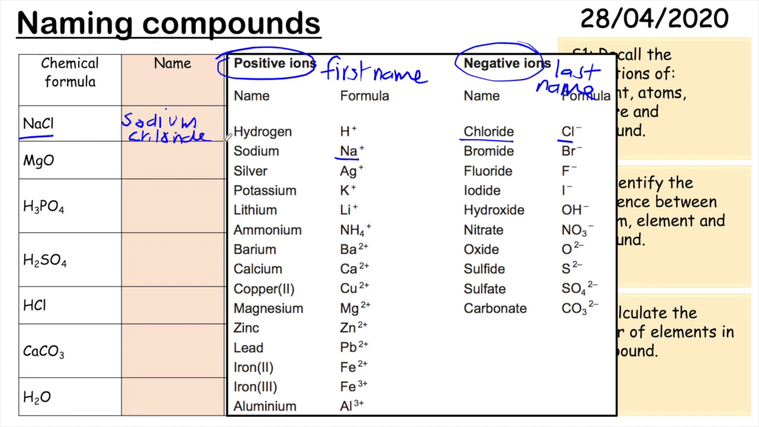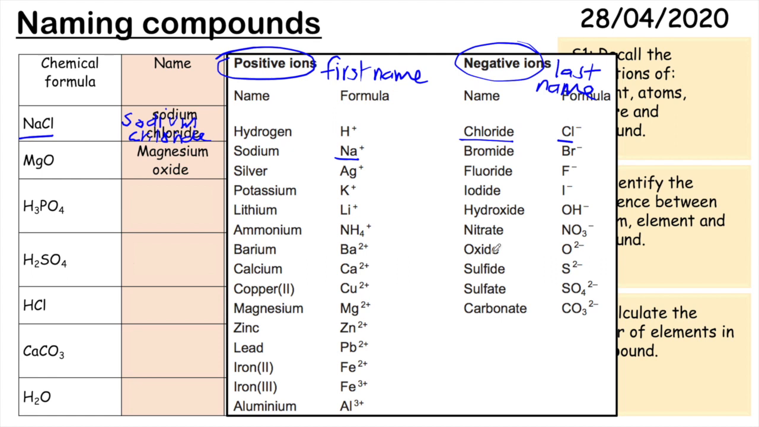Now, there's lots here to do, so we're going to go through each one, and they do get progressively harder, and I'll break it down as we go. So the first one, sodium chloride. Now the next one, MgO. Mg, look down the first name list. Where's Mg? Here. So its first name is magnesium, and O, what's its last name? Oxide. So we call that magnesium oxide.